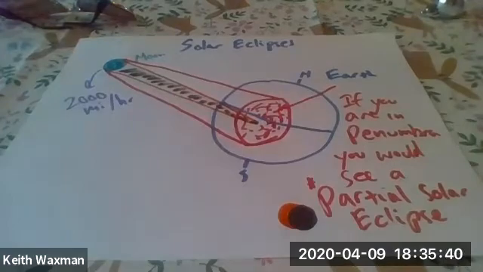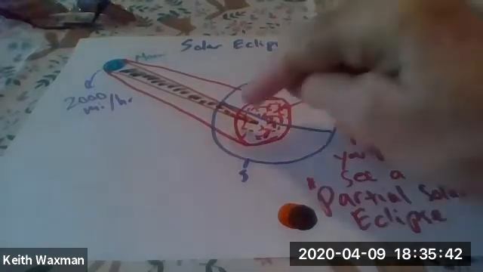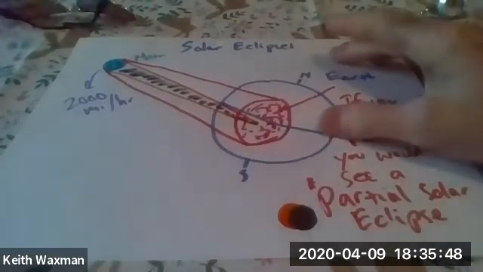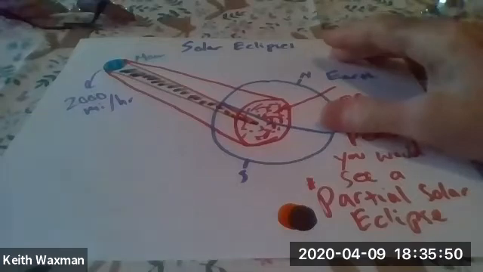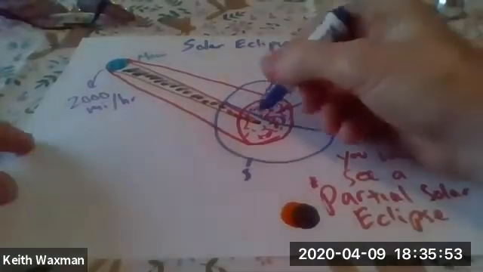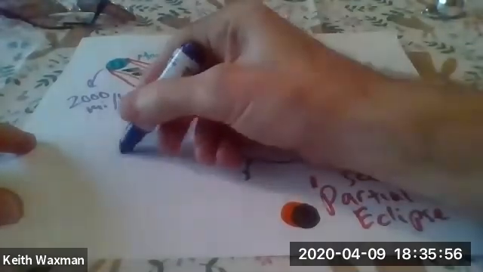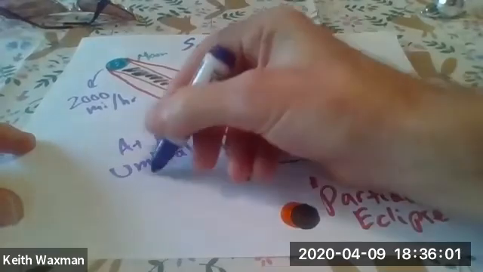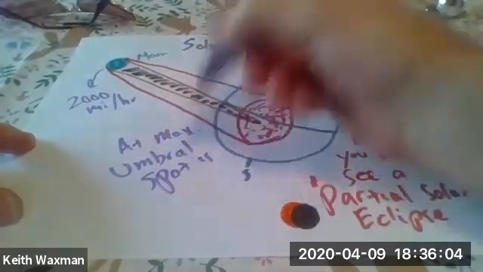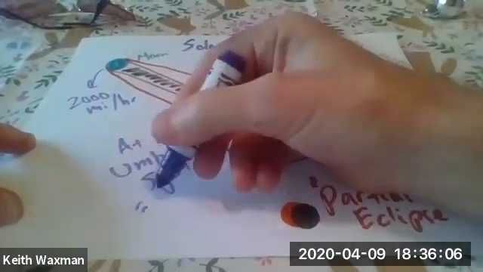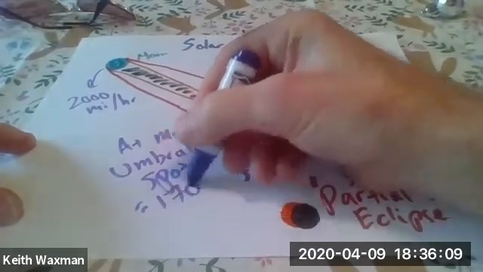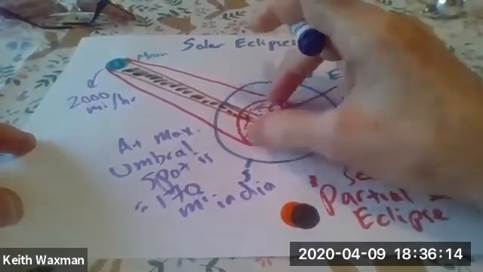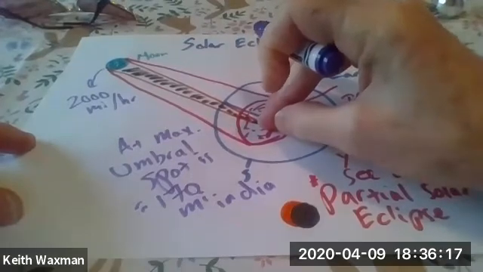Now there's a problem. A couple of problems. The umbra is not very big. Remember I said the penumbra is about 4,000 miles in diameter? The umbral spot at max, you don't have to know this, is approximately 170 miles in diameter. Only 4,000 miles for the penumbra, 170 miles for that. So that means your odds of being in it are not that great.